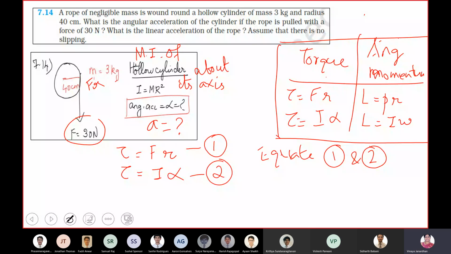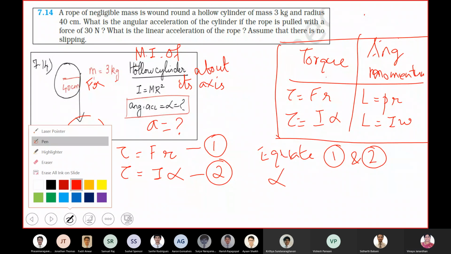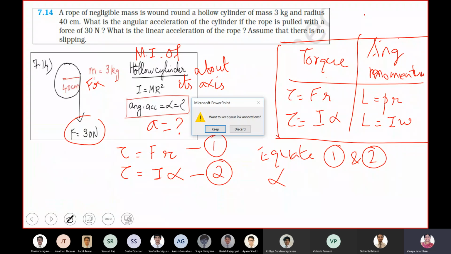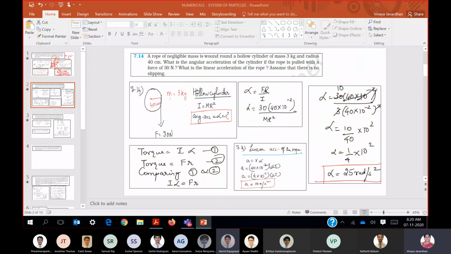Ma'am, my angular acceleration is equal to 1 plus 4. Equate 1 and 2 and get me an expression for alpha. What will be alpha, ma'am? Alpha is equal to 1 by 4. Correct. Fine, so you have got the value of alpha. What will be the SI unit? What is the SI unit of angular acceleration? Radians per second square. Correct.